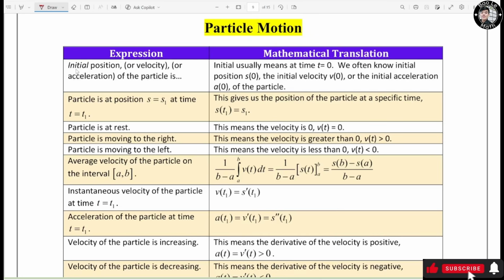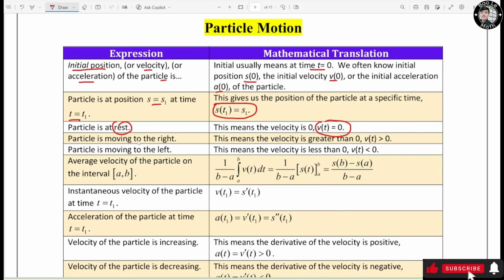Now when you see the initial position, velocity, or acceleration of the particle, it means at time t equals 0. Normally we're going to see s of 0, v of 0, or a of 0. Now, if the particle is at position s equals s1 at time t equals t1, we write s of t1 equals s1. Now, if the particle is at rest, it means velocity equals 0.